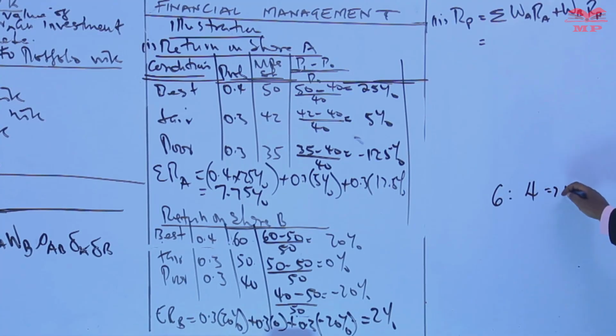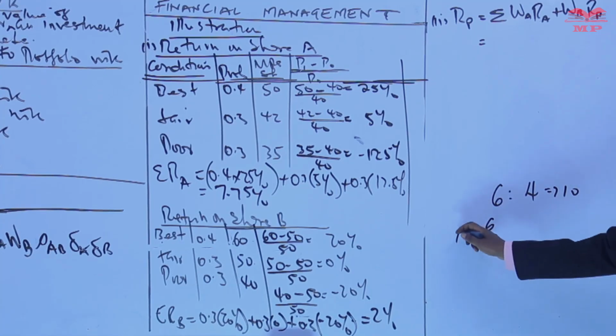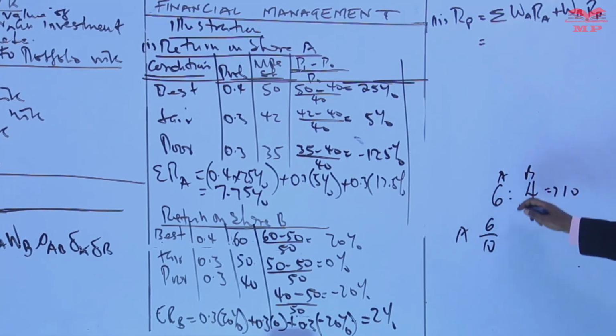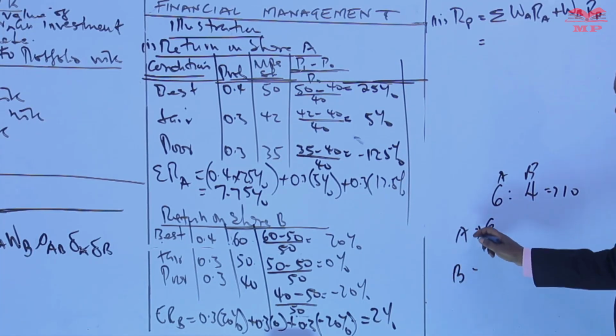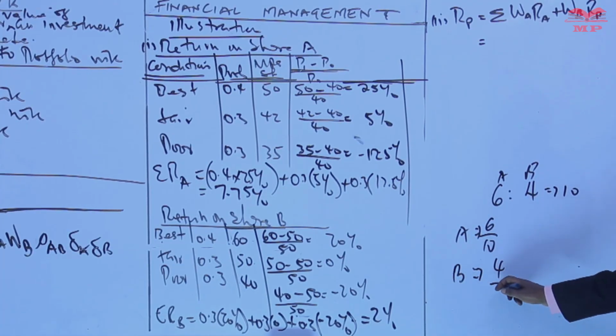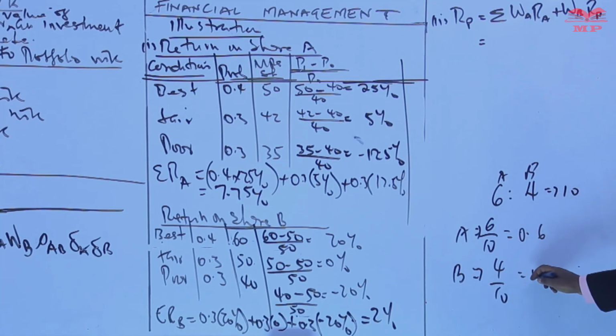So the total here is 10. So we have 6/10 for A, and B is 4/10. Do you see that? When converted to decimal, this is 0.6, 0.4. So those are the weights.